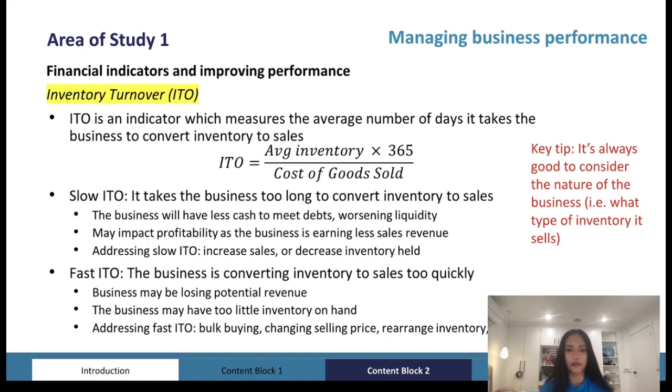So they're selling out of products way too quickly. And so a way to improve that is to buy more or look into bulk buying their inventory, changing their selling price, because that also might mean that their selling price is way too low, so it's way too good of a deal for customers, which is why their inventory lines are selling out. They might want to rearrange inventory.